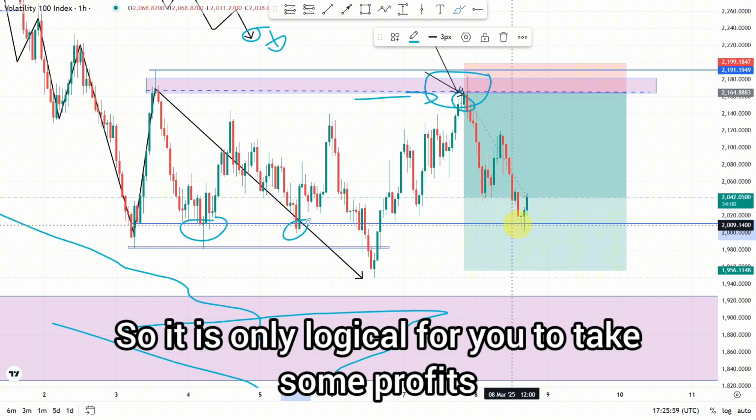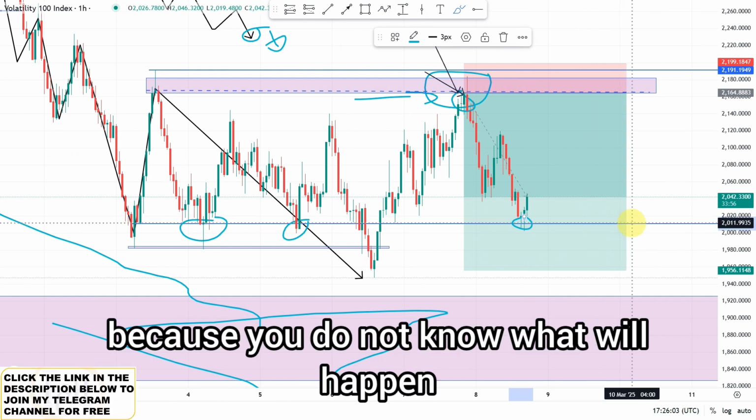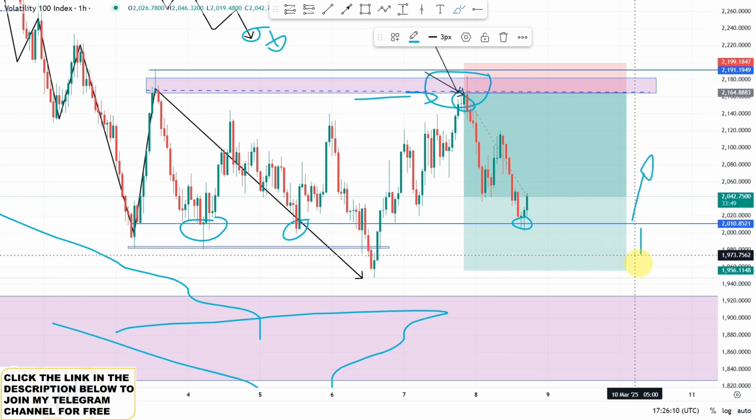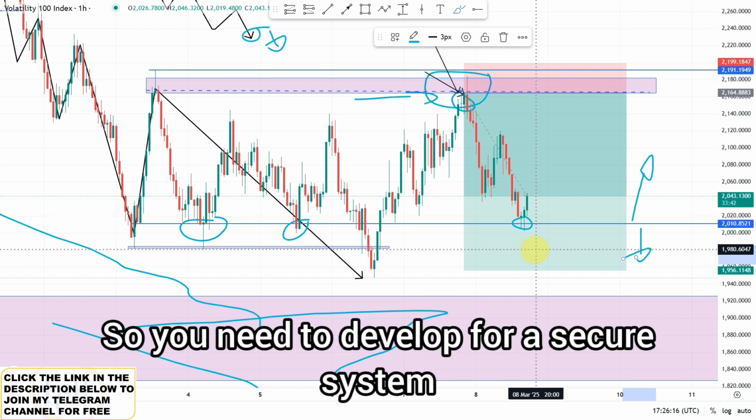So it is only logical for you to take some profits when the market comes to those levels, because you do not know what will happen. The market might decide to actually respect those levels, or it might break. The key word here is you may never know. So you need to develop first a system.